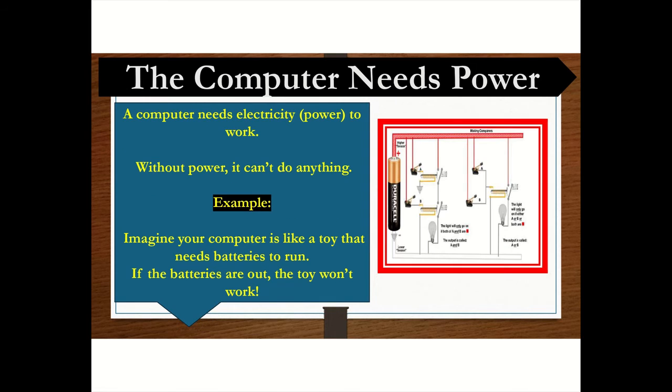The computer needs power. A computer needs electricity, power, to work. Without power, it can't do anything. Example: imagine your computer is like a toy that needs batteries to run. If the batteries are out, the toy won't work.